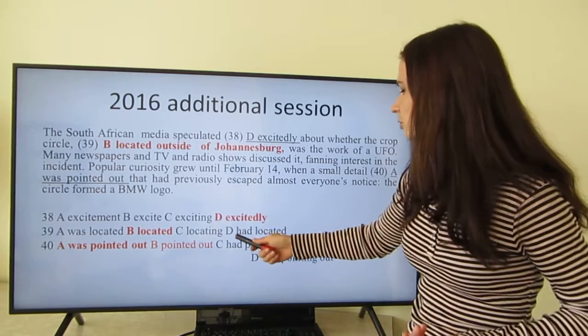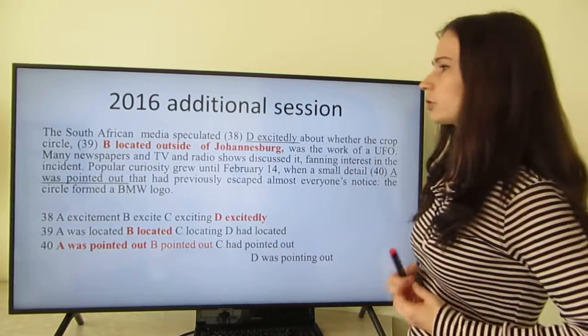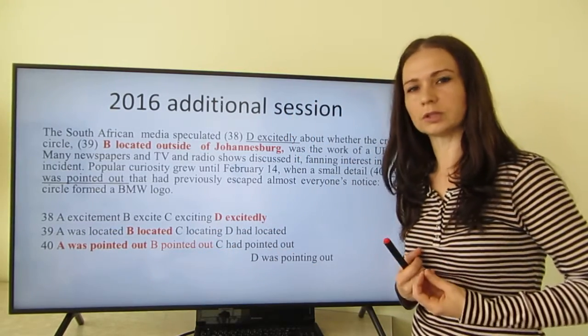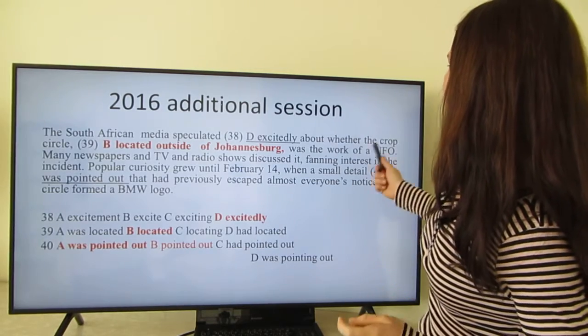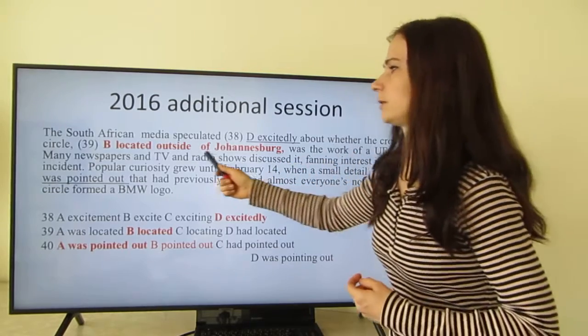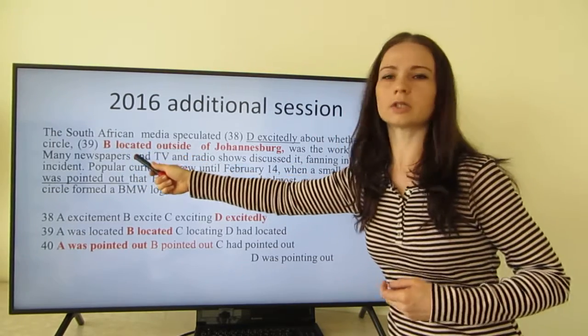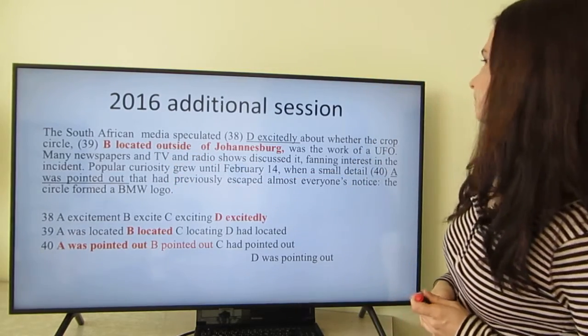We can't choose anything like a verb, had located or was located, because we are dealing with a subordinate clause. The crop circle was the work, that's the main clause. This is a subordinate clause, so we need to look for something fitting in the clause, located.